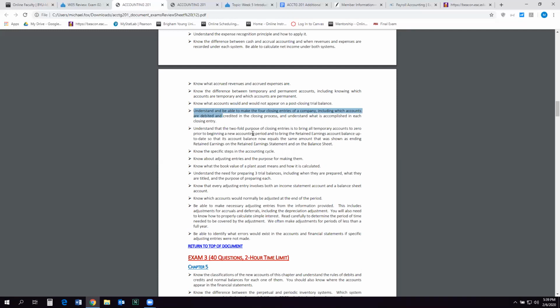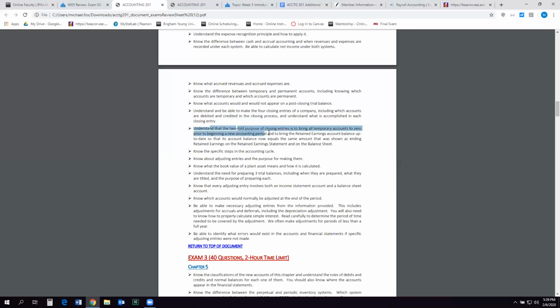The final closing entry is to close dividends out to retained earnings. So again, dividends will have a debit balance because that's the normal balance of a dividend account. So we'll credit dividends to return that balance to zero and close it out. And then we'll debit the retained earnings account. So those are the 4 closing entries.